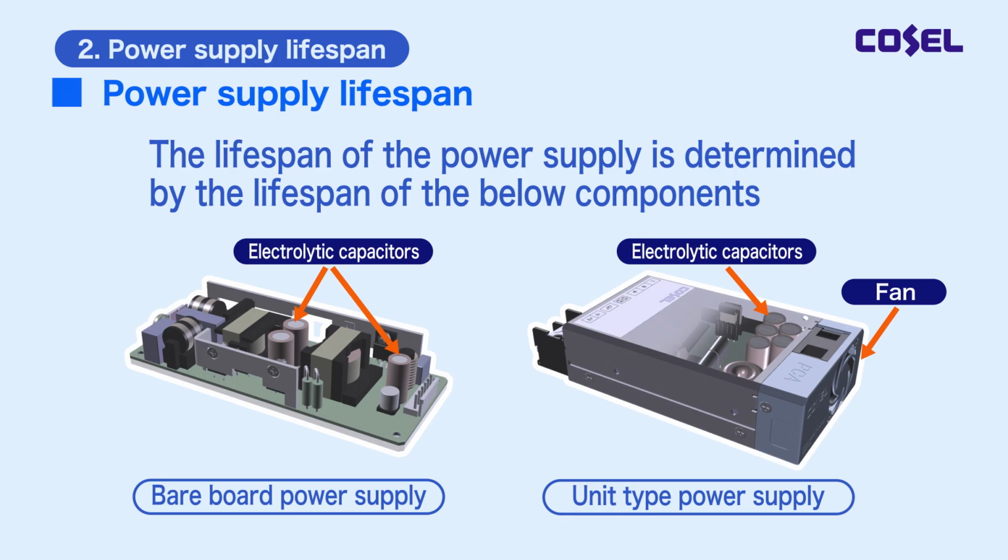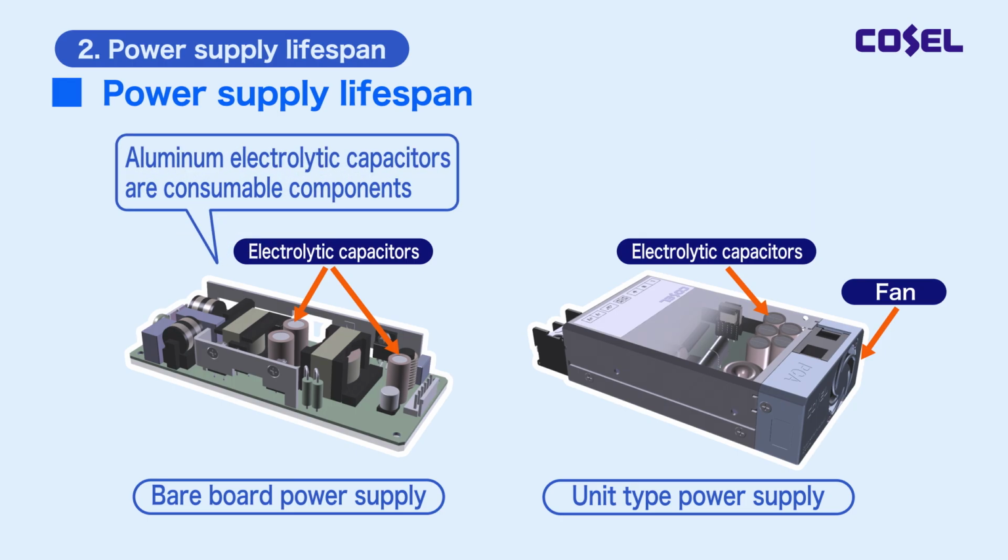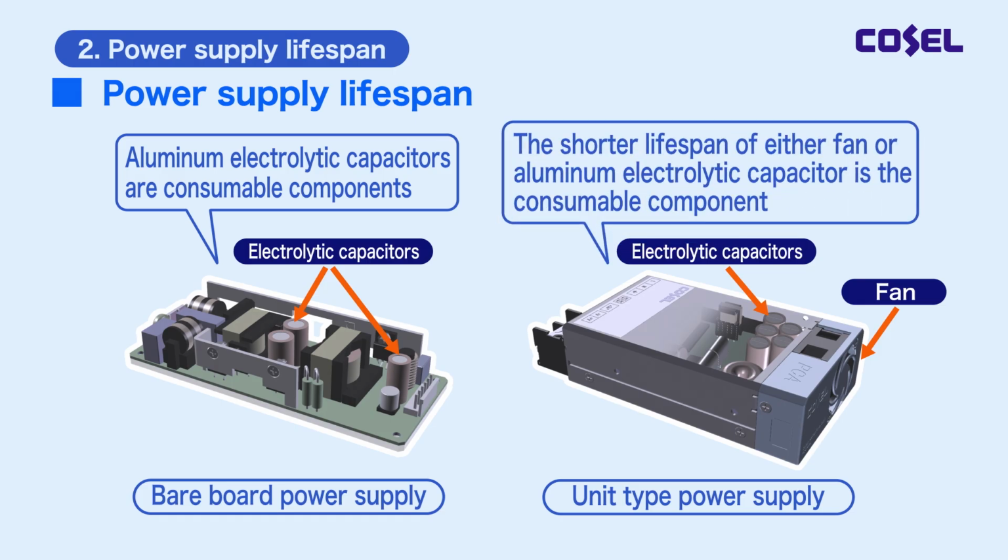For bare board power supplies without fans, aluminum electrolytic capacitors are consumable components. For unit-type power supplies equipped with a fan, either the fan or the aluminum electrolytic capacitor, whichever has the shorter lifespan, is the consumable component.